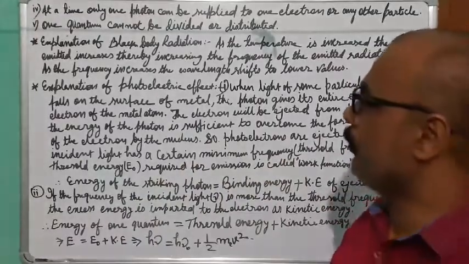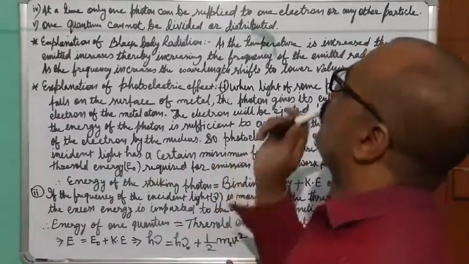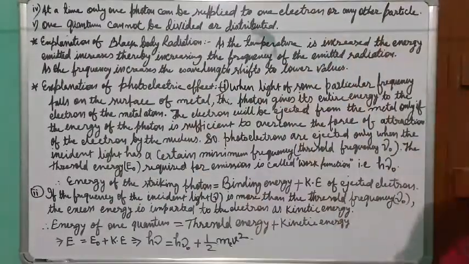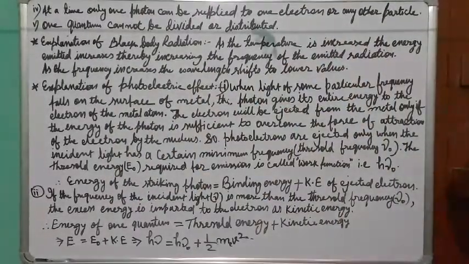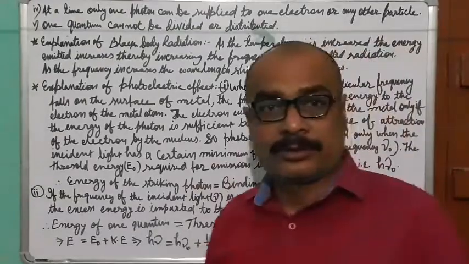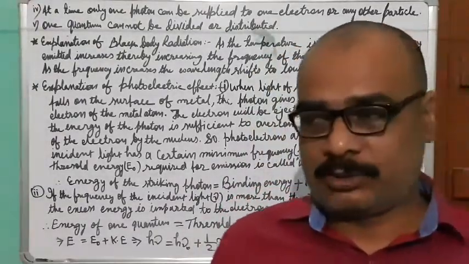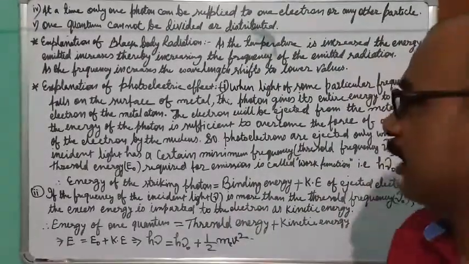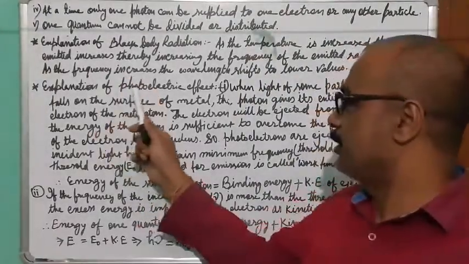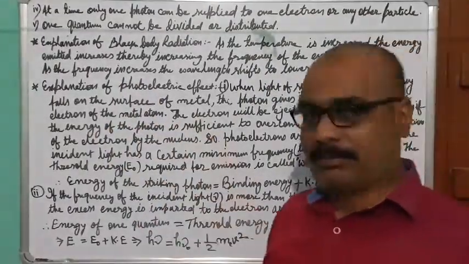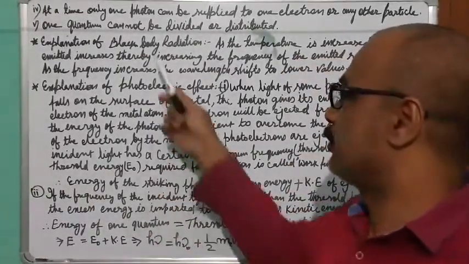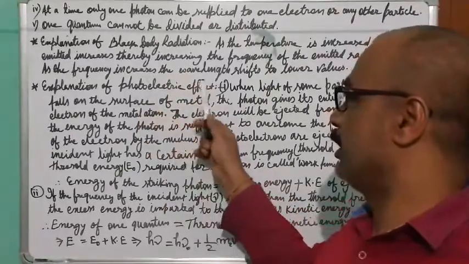Now Planck's quantum theory gets over. We have studied Planck's quantum theory. For what purpose did we get Planck's quantum theory? Because Maxwell's wave theory does not explain the black body radiation and photoelectric effect. Maxwell's wave theory of radiation does not explain black body radiation and the photoelectric effect.